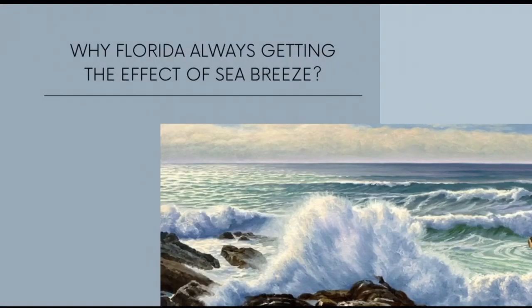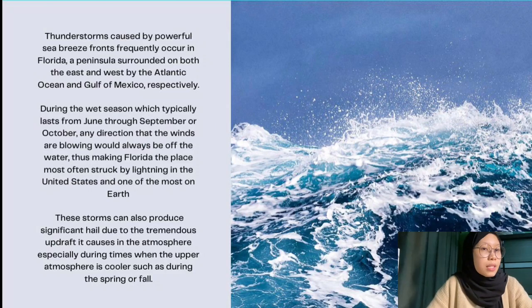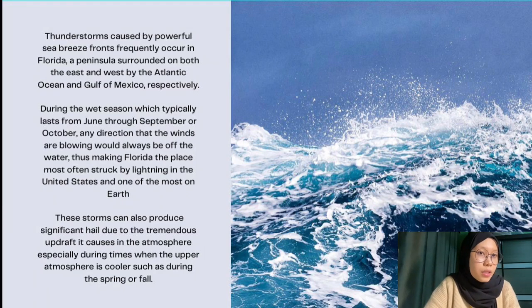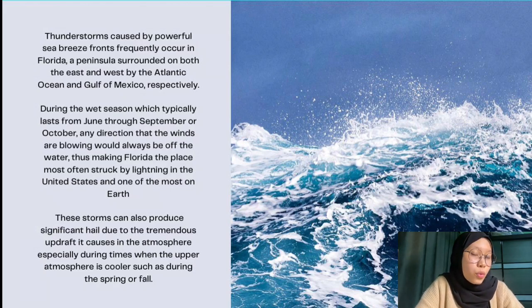Let's see why Florida is always getting the effect of sea breeze. Thunderstorms are caused by a powerful sea breeze front which frequently occurs in Florida, a peninsula surrounded on both east and west by the Atlantic Ocean and Gulf of Mexico, respectively. During the wet season, which typically lasts from June to September or October, any direction the winds are blowing will always be off the water.